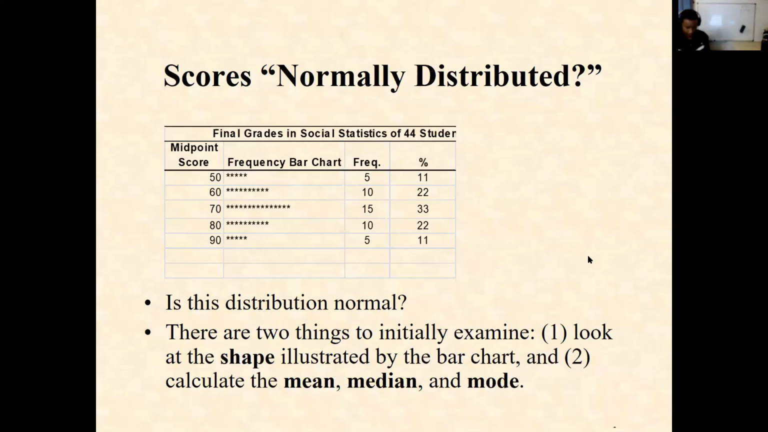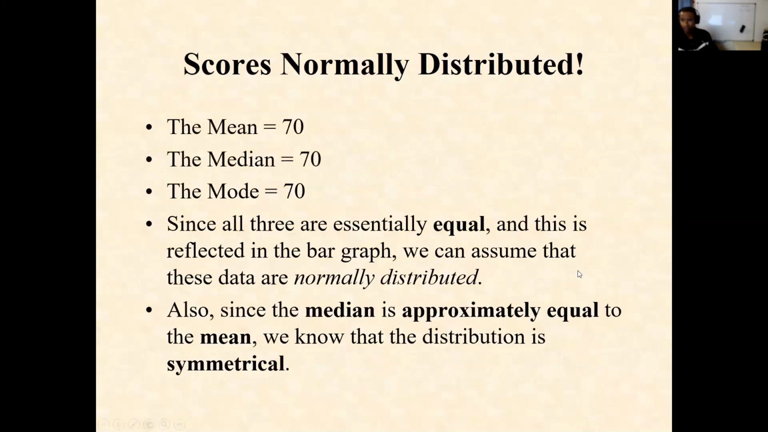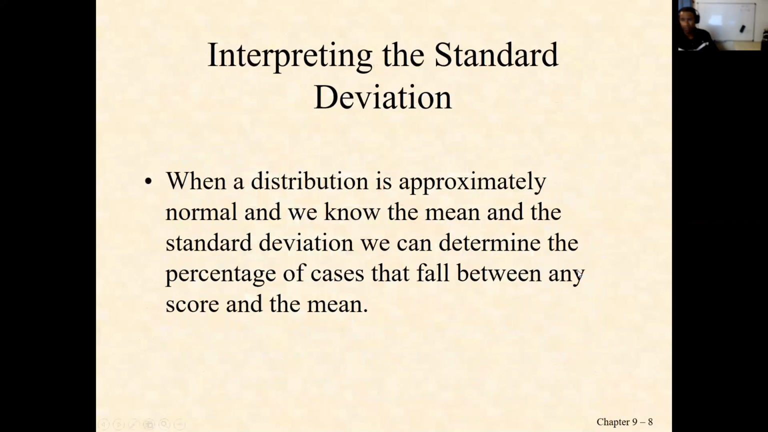Okay, so again, when we know both the mean and the standard deviation, we can determine the percentage of cases that fall between the mean and any score and that fall beyond that score. So if you know the mean and the standard deviation, what you can determine is, let's just say you took this class as well and you scored some score that's not up there. Let's just say you got 85 and I gave you both the mean and the standard deviation.